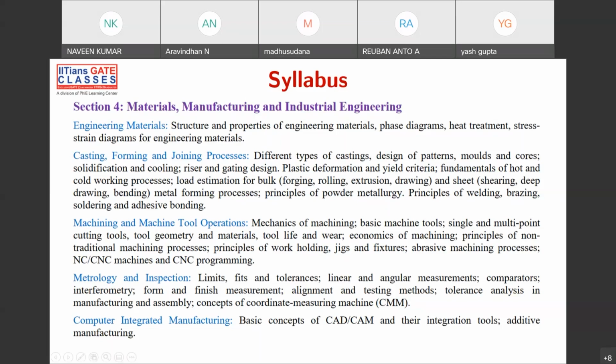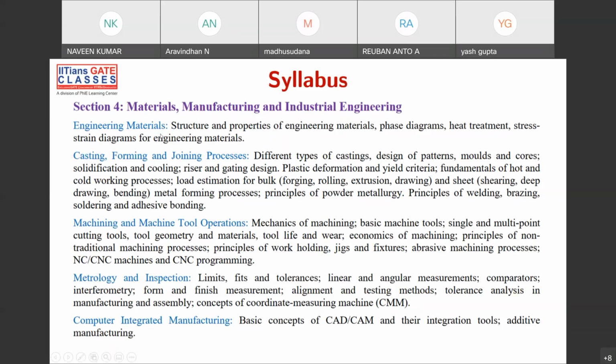I see only some 3-4 people who have responded saying they have given the GATE exam this year, and 2 or 3 people have responded that this is their first time attempting it. Fine. So let's start with casting, because engineering materials does not have huge weightage.